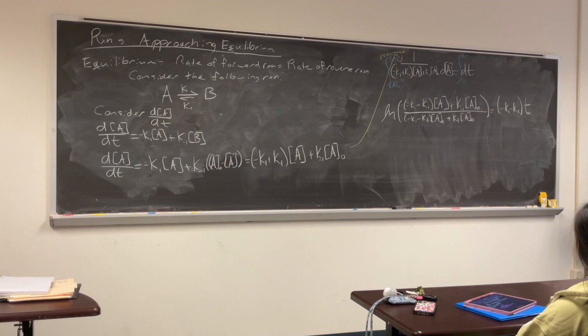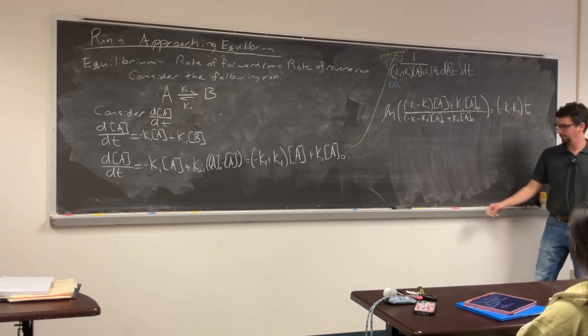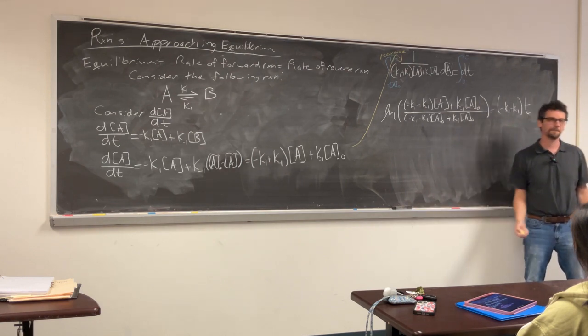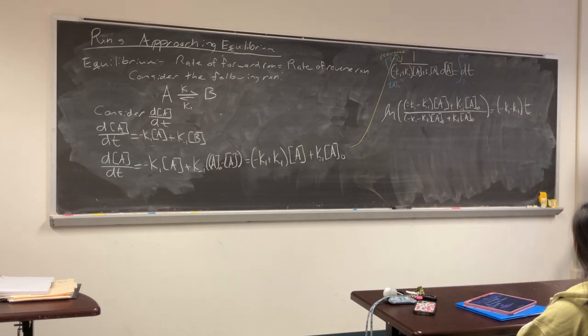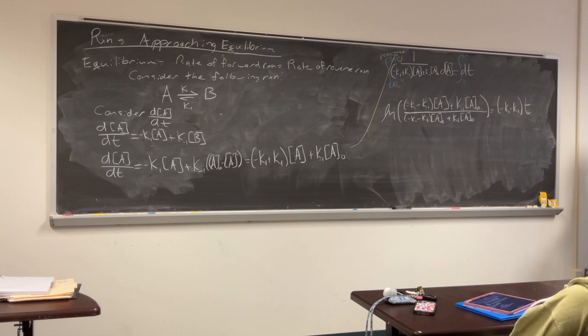Okay. Once we get that scrambled down, this looks ugly. Is there any way we can get rid of some stuff? Because we want to isolate A by itself, the concentration of A.